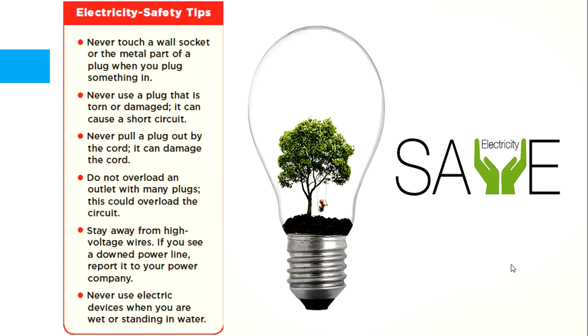So for saving electricity, there are different tips that you need to understand and follow for safety measures. These are some of the tips that are given in your books. Also, you can read them. Never touch a wall socket or the metal part of a plug when you plug something in, because the metal part is a good conductor. This may give you a shock. Never use a plug that is torn or damaged. It can cause a short circuit.